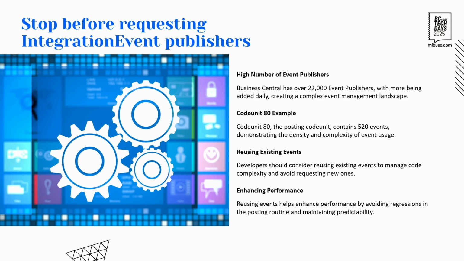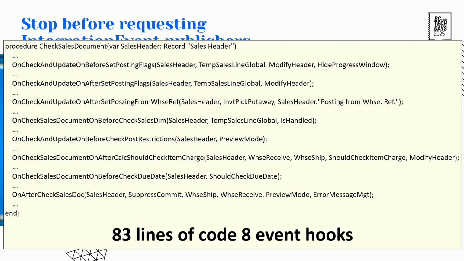Please reuse. Try to look at the events we already have in the system, because even if people are not subscribing to the events, it's still a method invocation for us to realize, oh, there are no subscribers. Okay, we can skip it and continue. But changing the code, let me just give you an example here. This is the most heavily used event-hooked method in Codeunit 80: check sales document. There are 8 subscribers inside 83 lines of code. So someone who needs to do a feature has to refactor it, make something smarter.